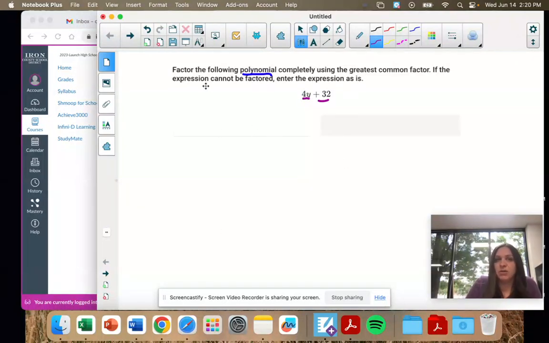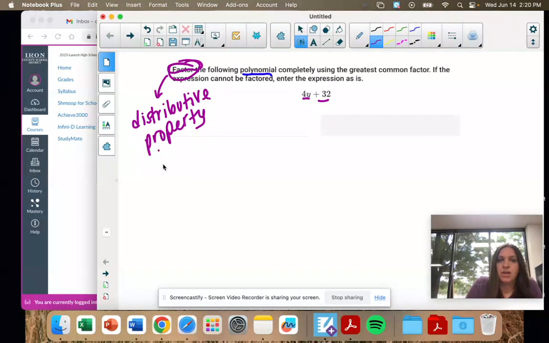we take out. So factoring is the distributive property backwards. And I'll show you what that means. So look at our variables. This one has a y, this doesn't. So y is not a factor because it's not in both terms.